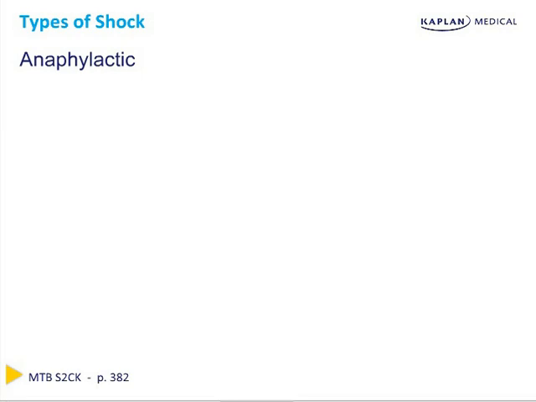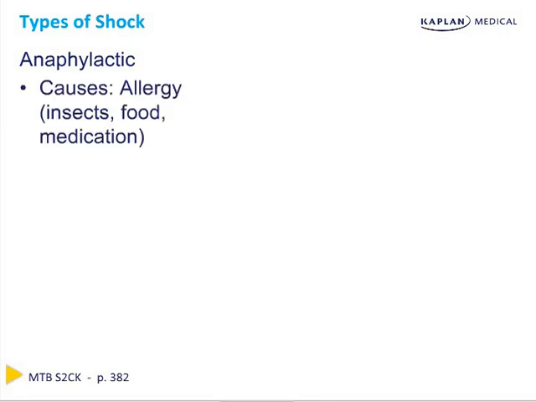The final type of shock we will discuss is anaphylactic shock, the third class of distributive shock. In anaphylaxis, an allergic reaction to a certain substance results in the unhindered release of inflammatory mediators, specifically histamine. Histamine has many effects in the body, one of which is vasodilation, again leading to increased blood flow to the skin and the appearance of warm, flush patients.